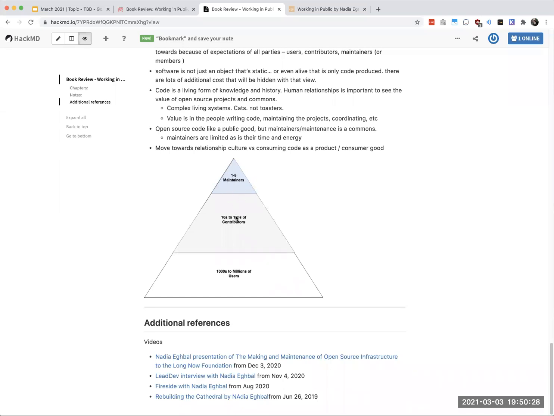And just some numbers that she had in the book: about a lot of the projects, you could have a small number, like 1 to 5, that are really long-term maintainers that may be there for quite a while. And they do rotate out, but it's going to be a lot harder to find people that are dedicated. And then you have some next level of contributors, which contribute at different levels. And then the users. So when you're looking at a scale, the number of users goes way out.